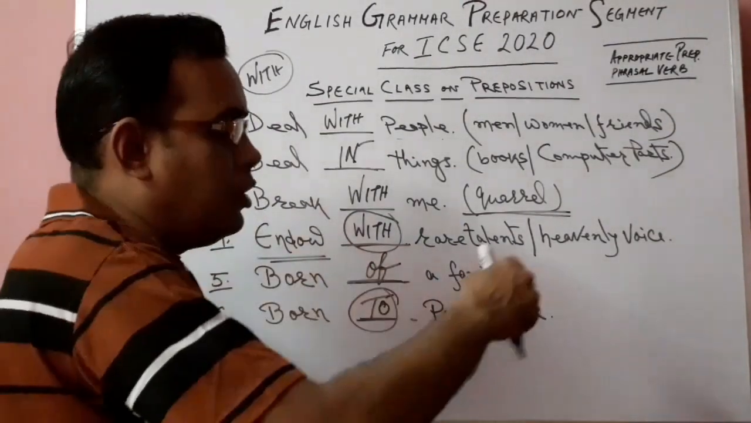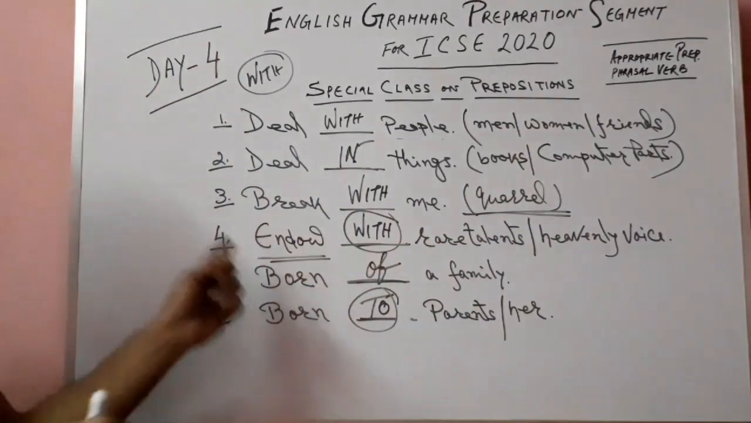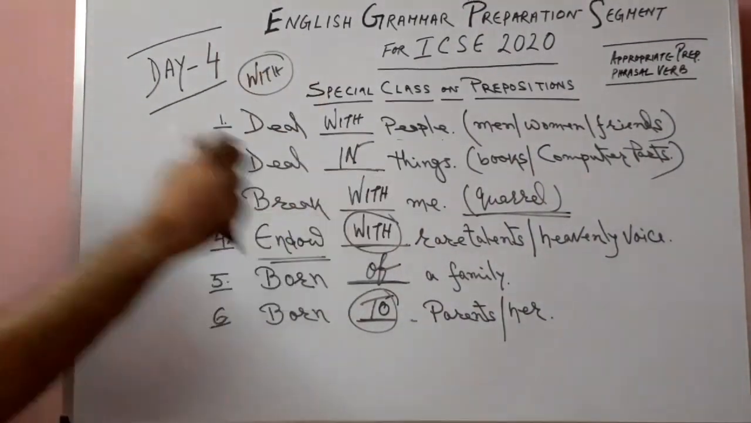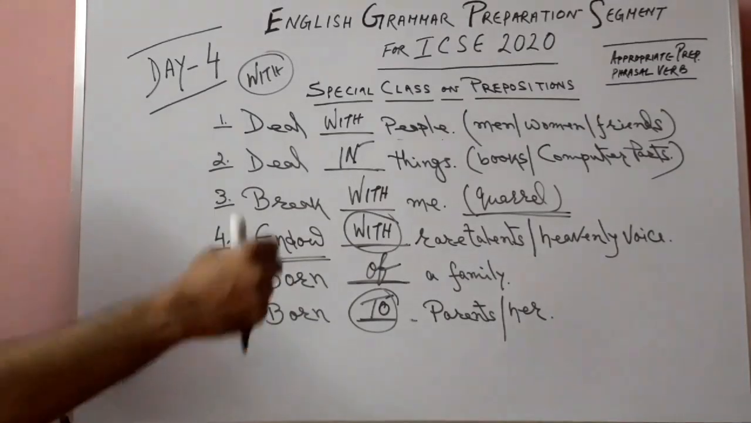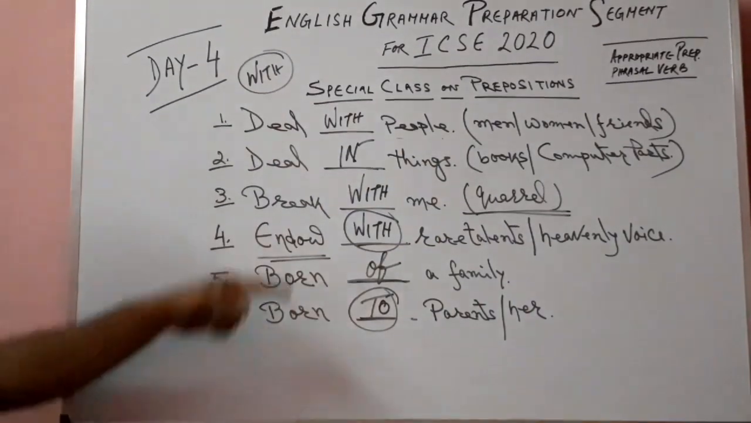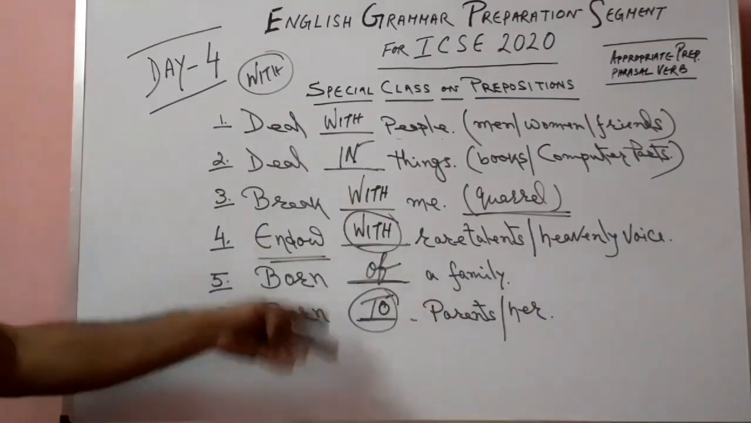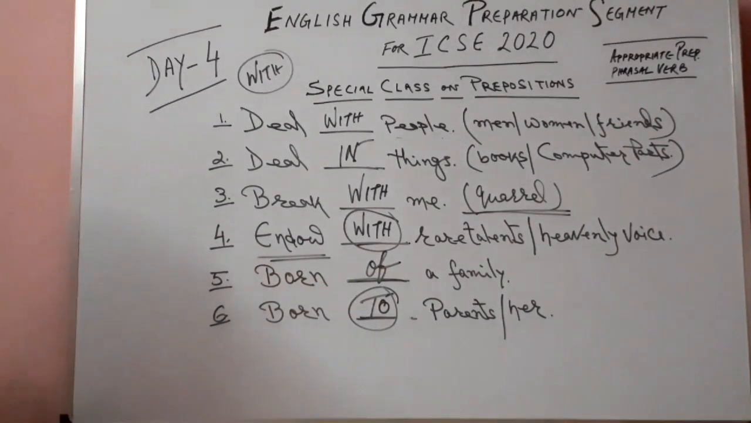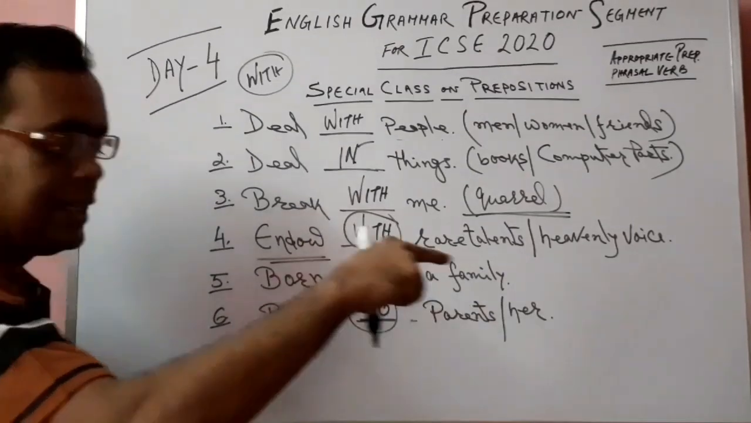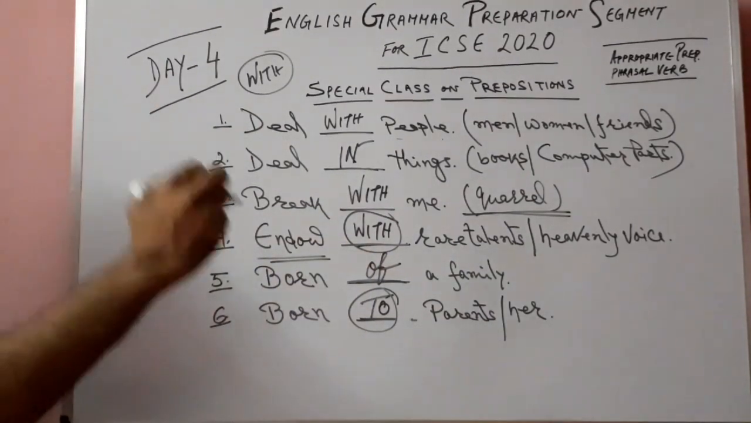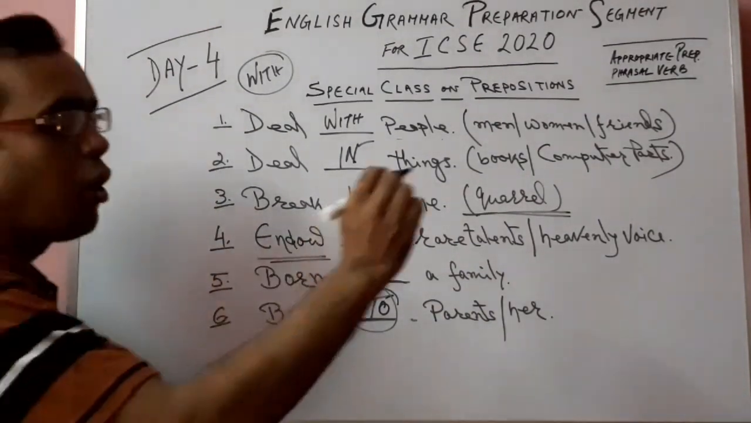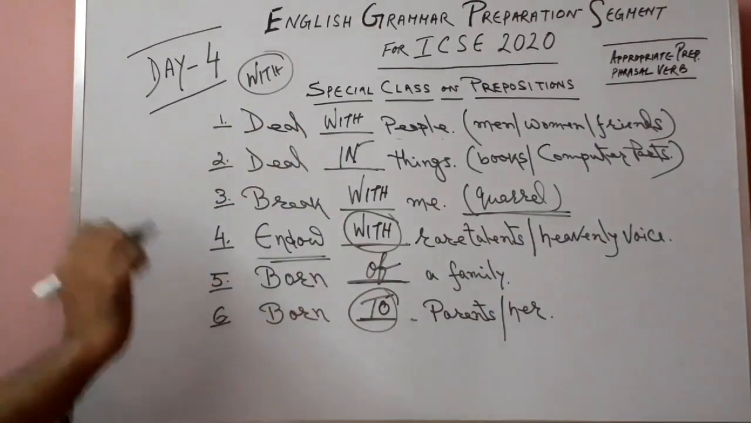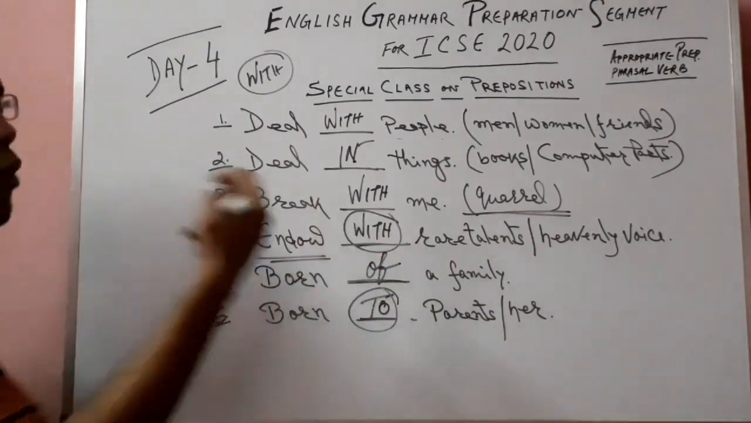But born to parents, born to her. He is born to his parents. He is born to his mother. So these are the differences. Born of, born to. You have to go through the sentence. If family is there, then born of a family. Born of a rich family. It could be a rich family. It could be a poor family.